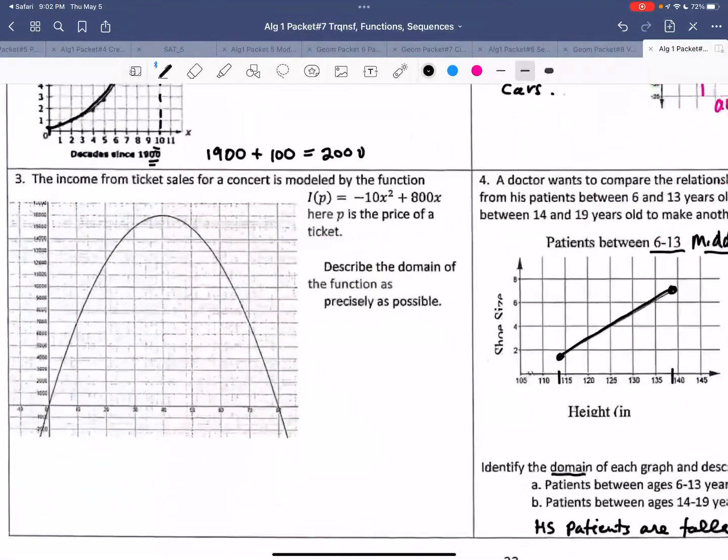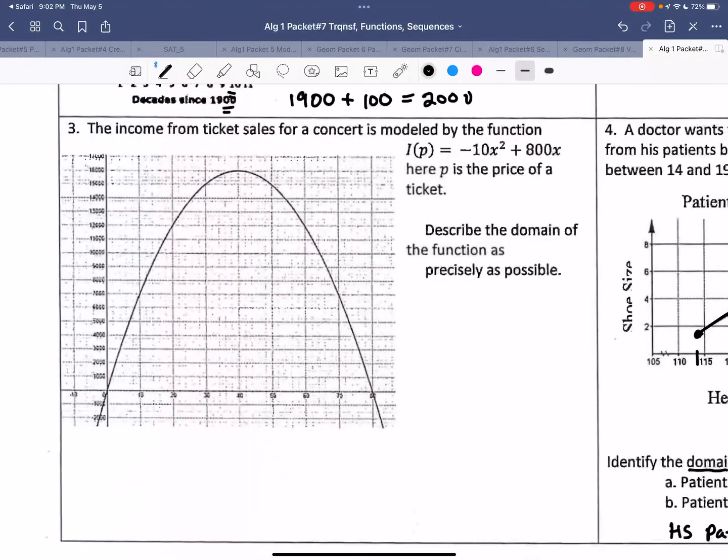All right, we do have time, I guess. Let's just do the last one and call it a night. The income from the ticket sales is modeled. So we notice it's a frown. That's why this is upside down. And P is the price of the ticket. All right, so if we put in P, this will tell us the income.